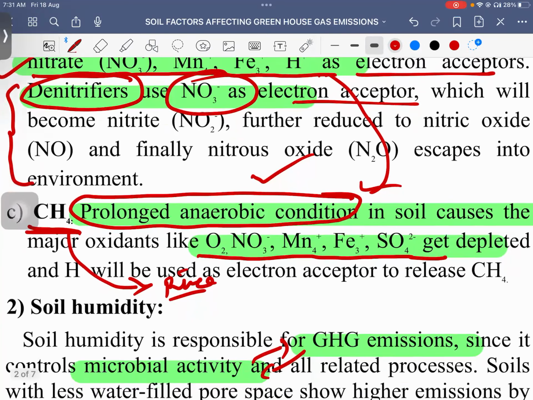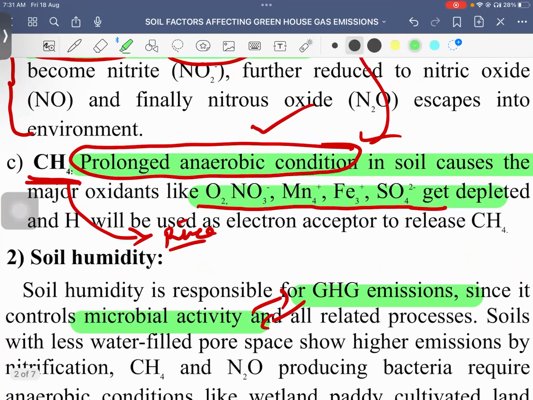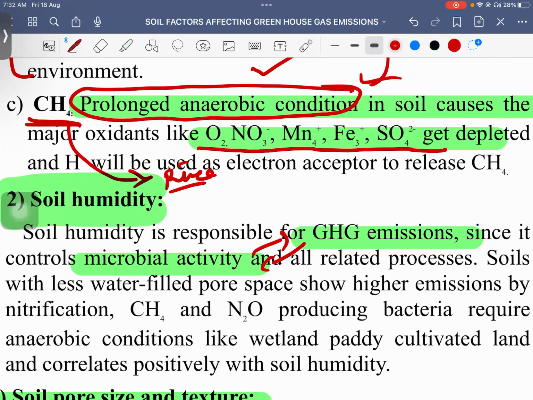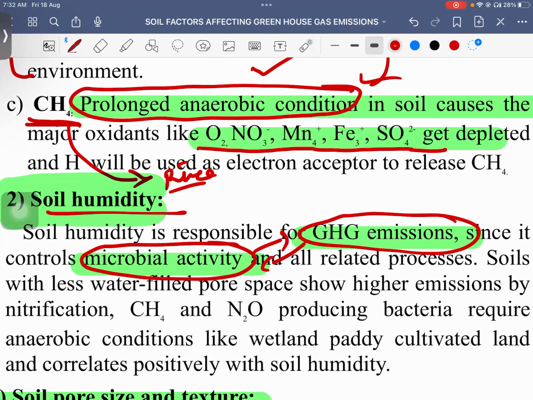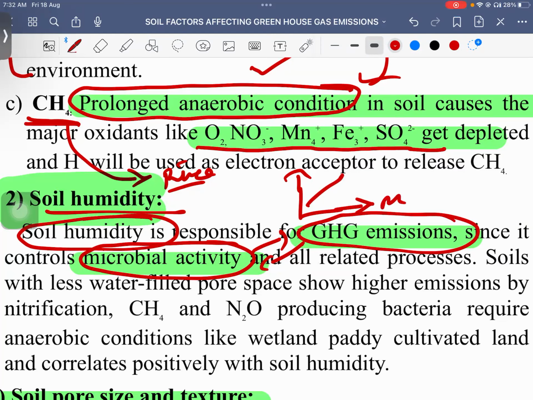Another factor is soil humidity. What do we mean by this? Greenhouse gas emission is directly proportional to microbial activity with respect to soil humidity. That means if soil humidity is increasing, there will be an increase in microbial activity also. There is a correlation between soil humidity and microbes: when soil humidity increases, microbial activity also increases, and this in turn leads to greenhouse gas emission.